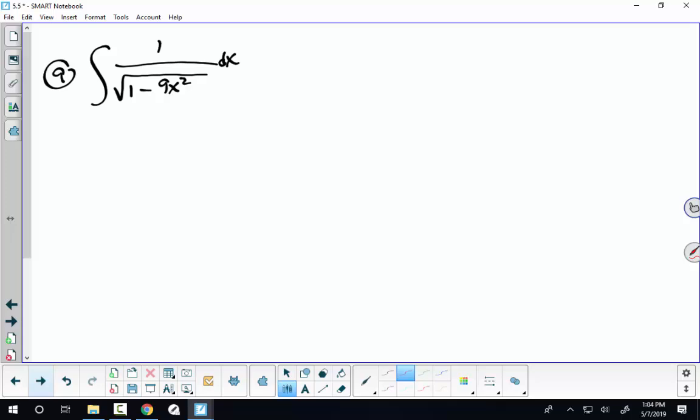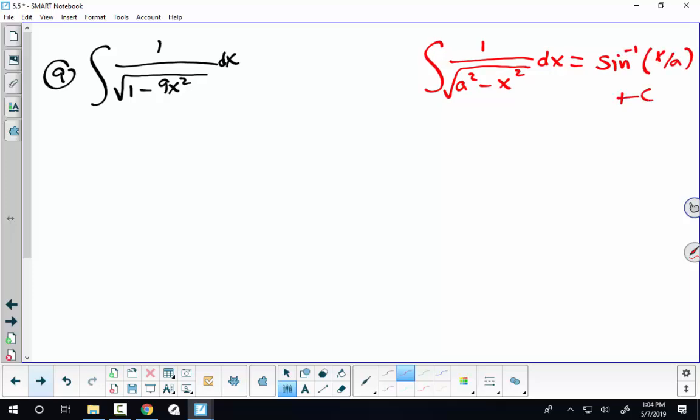But how does the u-substitution help us here? If we're thinking along the lines of the inverse sine, the antiderivative of 1 over the square root of a squared minus x squared is the inverse sine of x over a plus c. So I guess really the first step is to rewrite so we can maybe see this a little bit more clearly. We're going to express 9x squared as the quantity 3x squared.